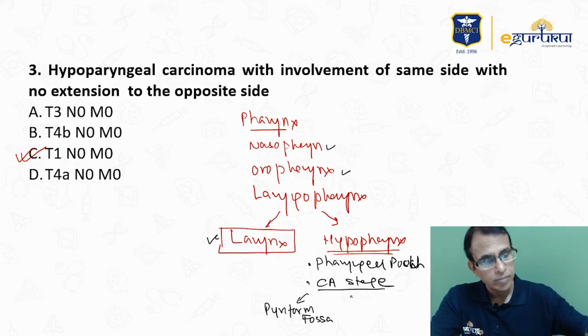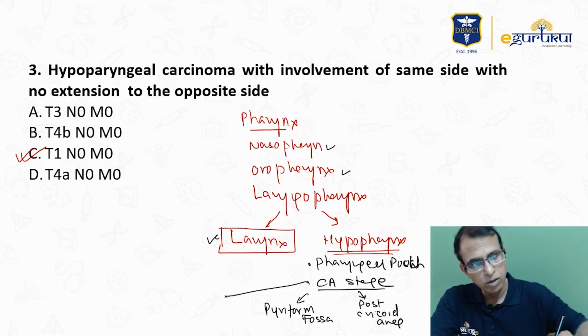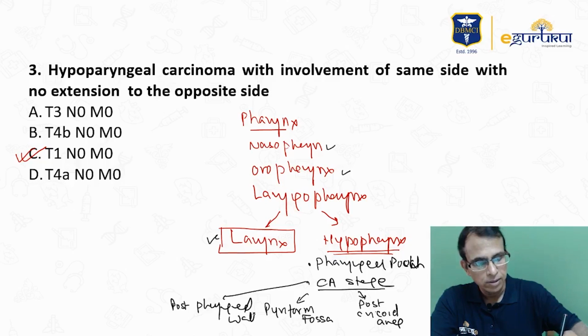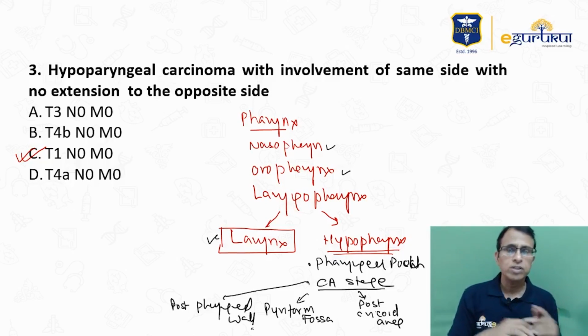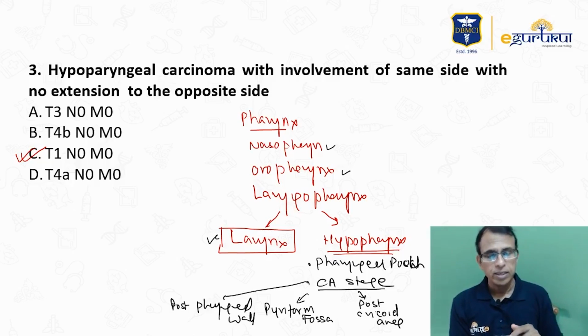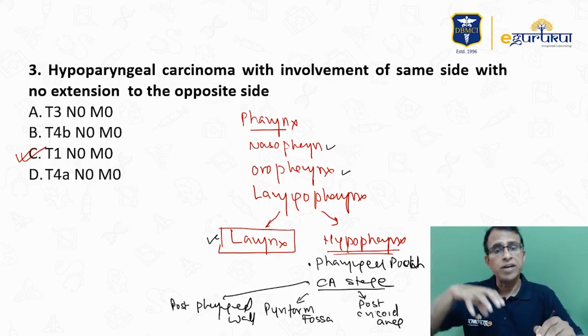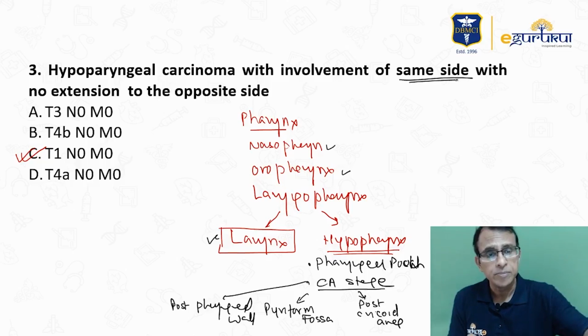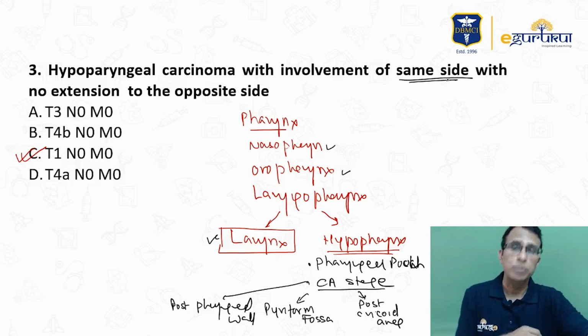and postcricoid area or posterior pharyngeal wall, right? So one of the three areas. Now it says the tumor is confined to the same area, same site. It has not extended onto the opposite side. So what stage is it?